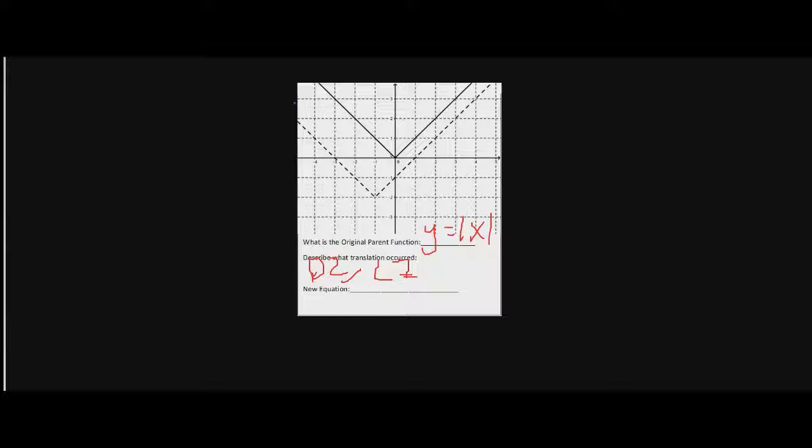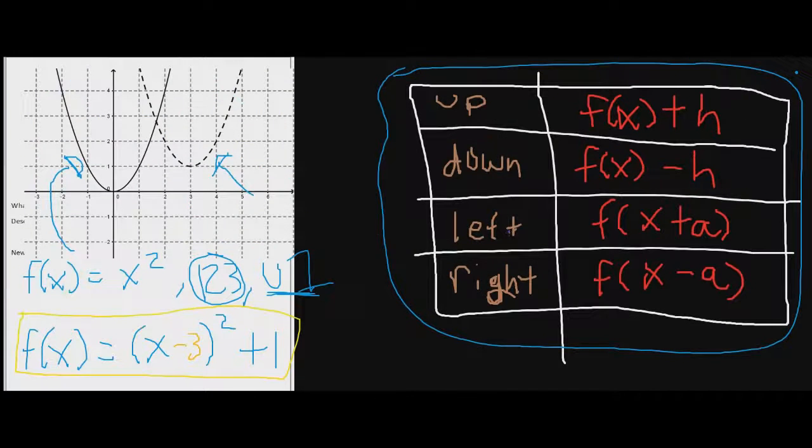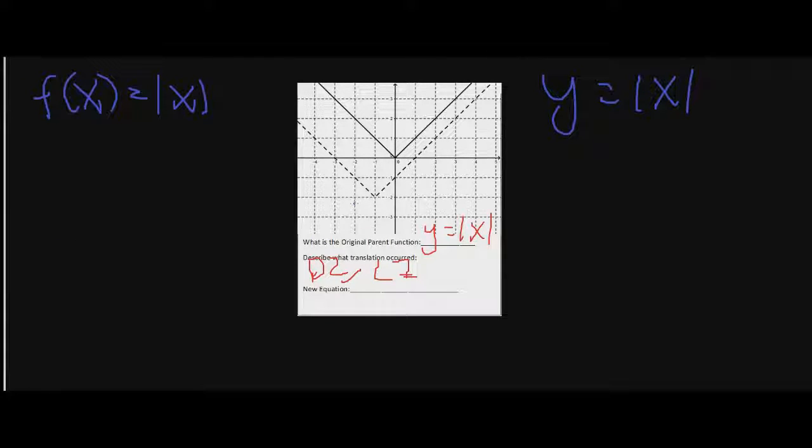Keep in mind that f of x equals the absolute value of x. This is the same thing as y equals the absolute value of x. It's just another way of writing y. So in this case, I used y right over here, whereas up here I used f of x. It really doesn't matter. You can do whichever one you prefer. Well, this is my parent function here. So we're going to have f of x equals the absolute value of x, okay?